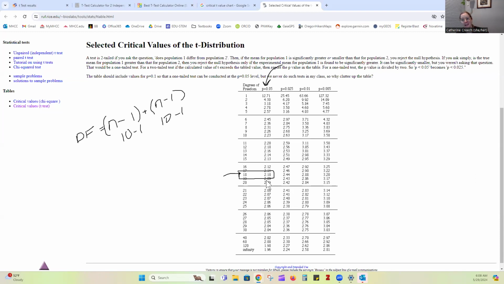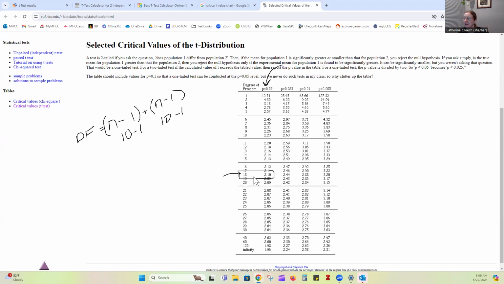So I cannot say that those two data sets are statistically different. Instead, I have to accept my null hypothesis that there is no difference. And I have to accept that because I can't say that there is a difference that's not random chance.